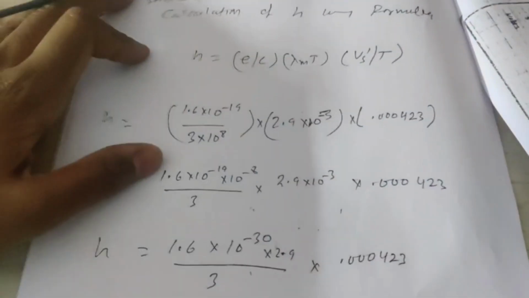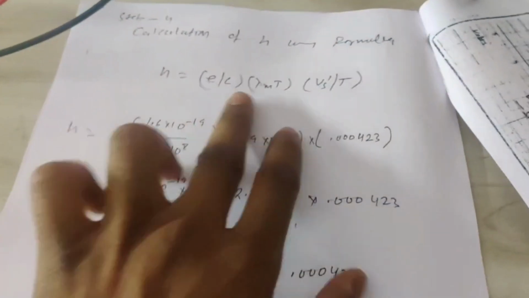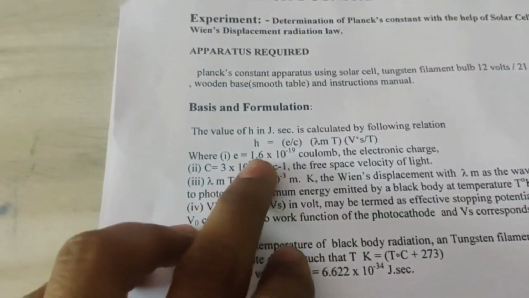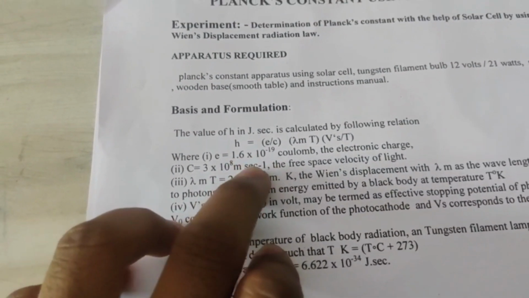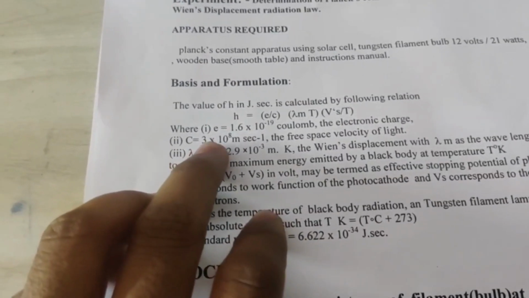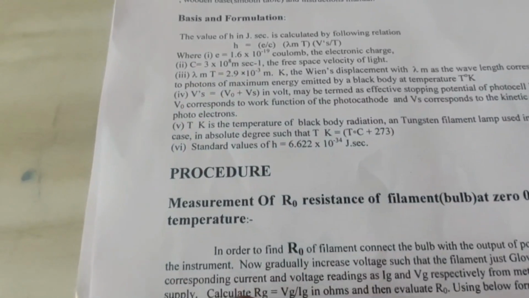Now calculating the Planck constant. All these values are given on the front of the manual, where e is 1.6 into 10 raised to minus 19 coulomb, c is the speed of light, which is 3 into 10 raised to power 8, and lambda is 2.9 into 10 raised to power minus 3.